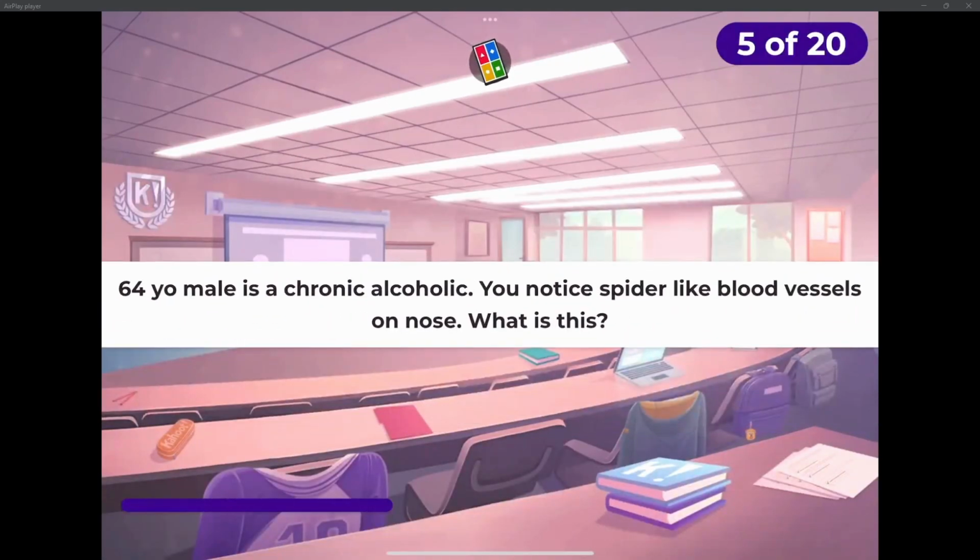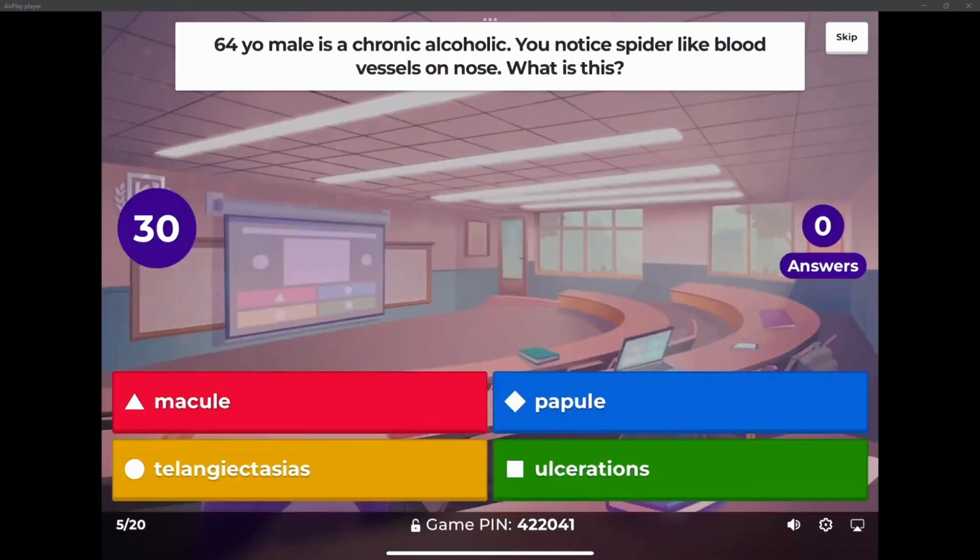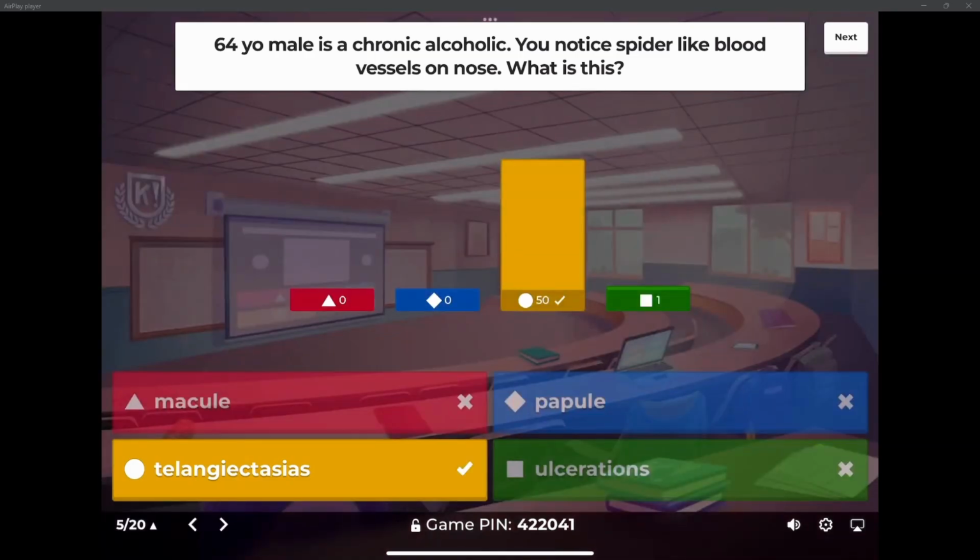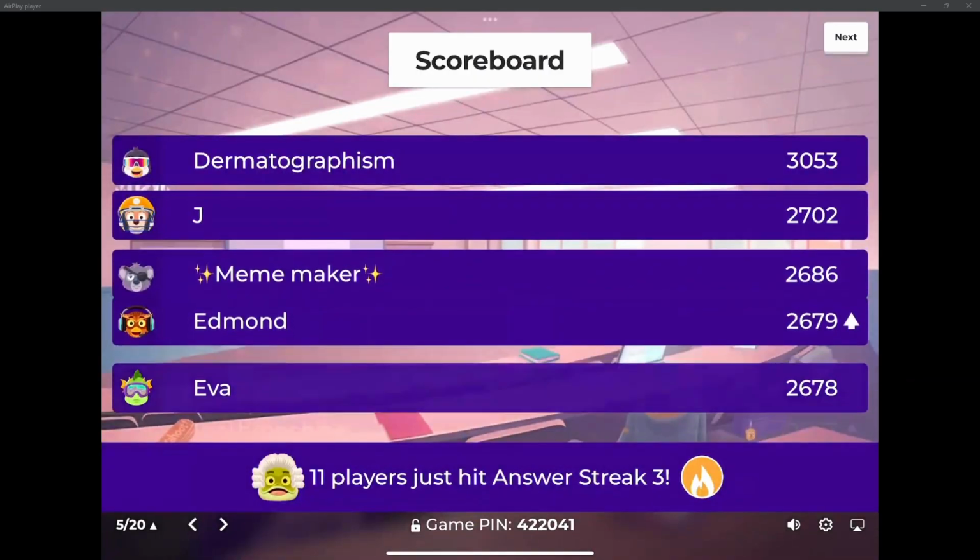Okay, 65-year-old male, chronic alcoholism. You notice spider-like blood vessels on the nose. What are those spider-like vessels known as? Okay, very good. This is telangiectasias.